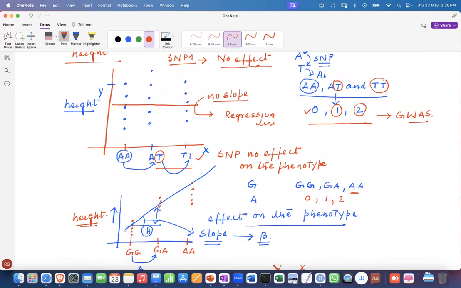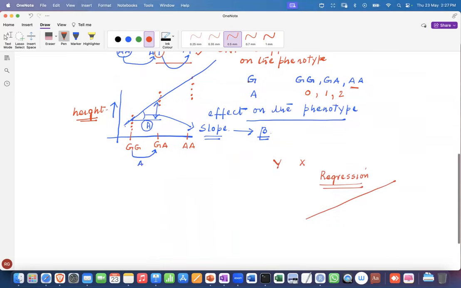Now, normally when you want to find out the effect, regression is done. So am I clear? Possibly she understood that. I'm assuming that you understood. Okay. Now we'll proceed.